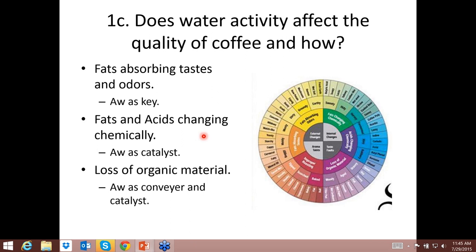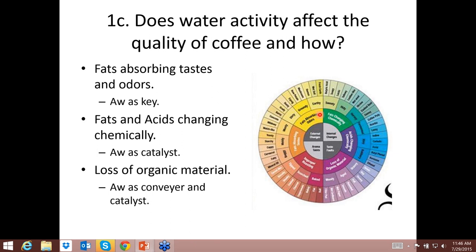We've talked about oxidation. There's sugar browning stuff. So now what do we got? We've got one, two, three, four things already. Loss of organic material, there's our fifth. And in this case, we've got water activity sort of as a conveyor and as a catalyst.